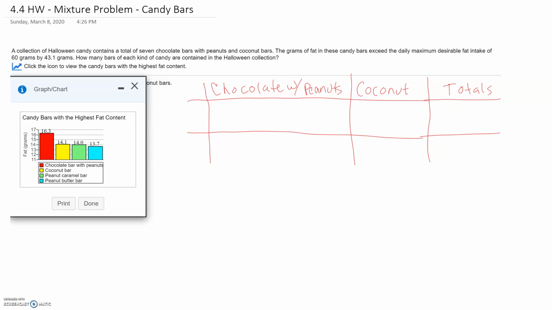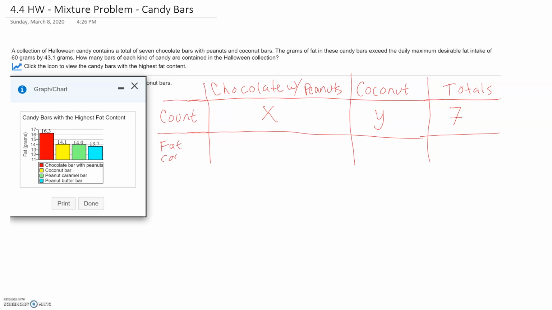Okay. And for my first row, I want to record just the actual count. So I don't know how many chocolate with peanut butter bars I have, so I'm going to call that X. And I also don't know how many coconut bars I have, so I'm going to call that Y. But I do know that the totals are 7. The total number of bars altogether in the Halloween candy is 7. And then on my next row, I'm going to organize information given about the fat content.